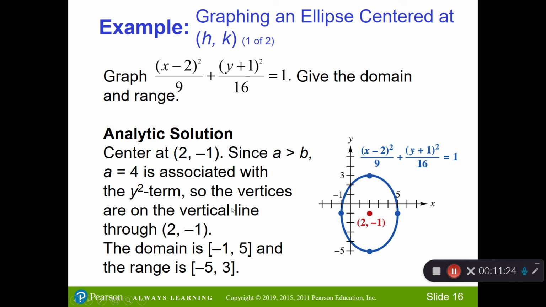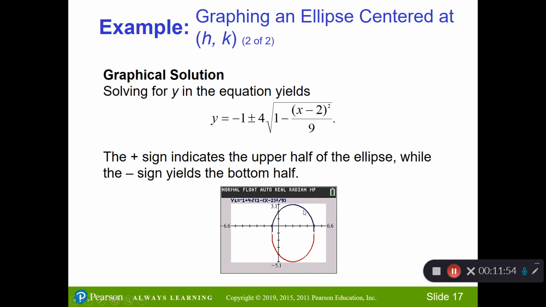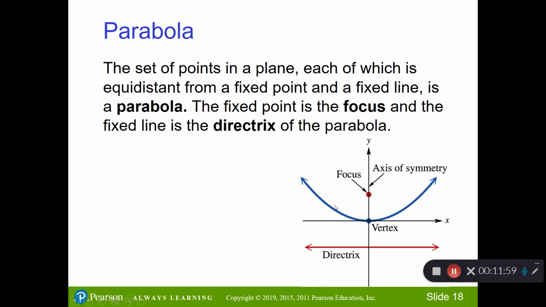Now, how do I find the c? 16 minus 9 is 7. So from here, I'm going up and down by square root of 7, a little bit more than 3. All right, guys, that's our ellipse. We're going to pick up, I'm sorry, one more. Let's look at graphing it on our calculator. So I would have to solve for y. So we go through that same process again, solving for y, and then we can graph the two equations on our calculator. All right, we're going to pick up with the parabola on the next video.